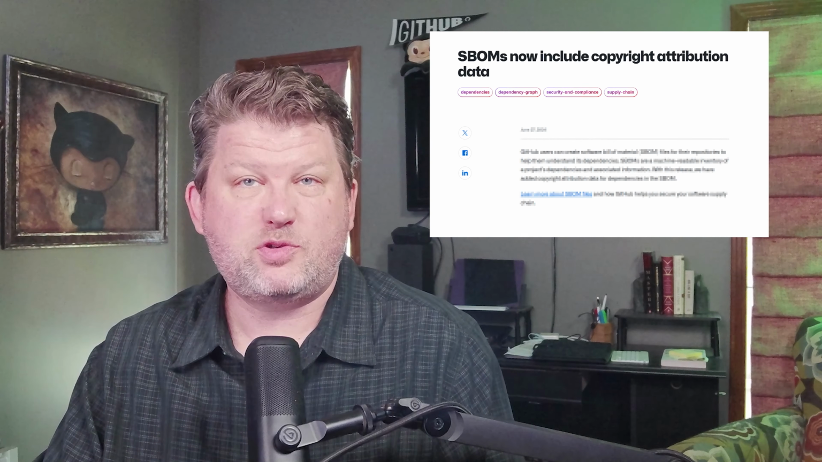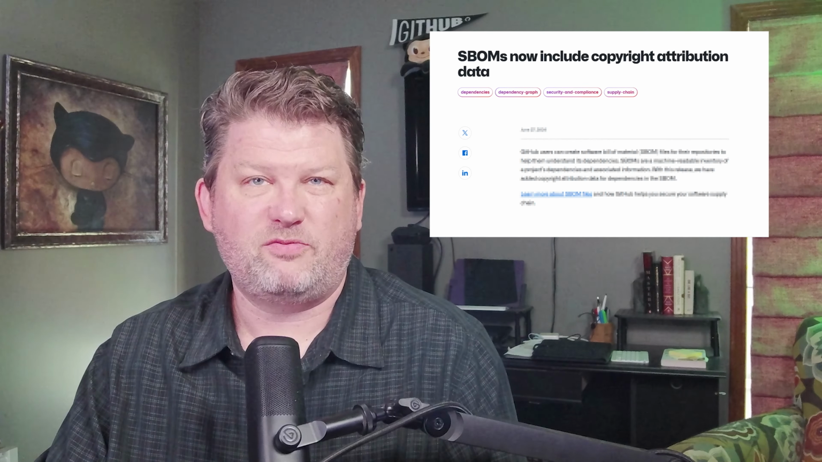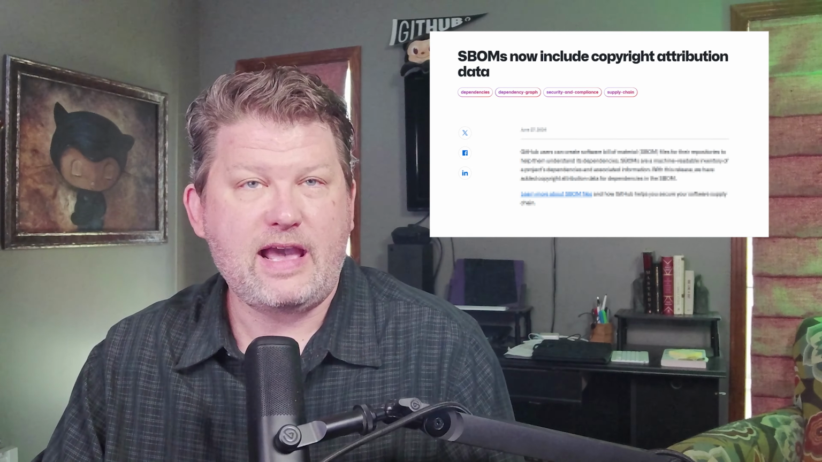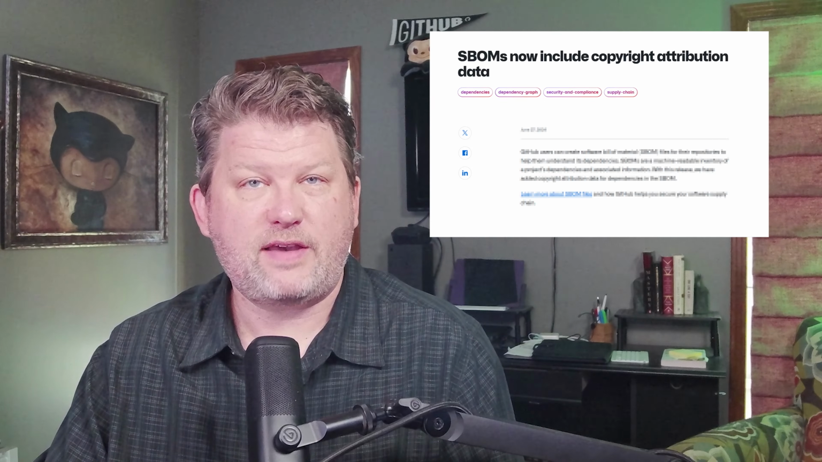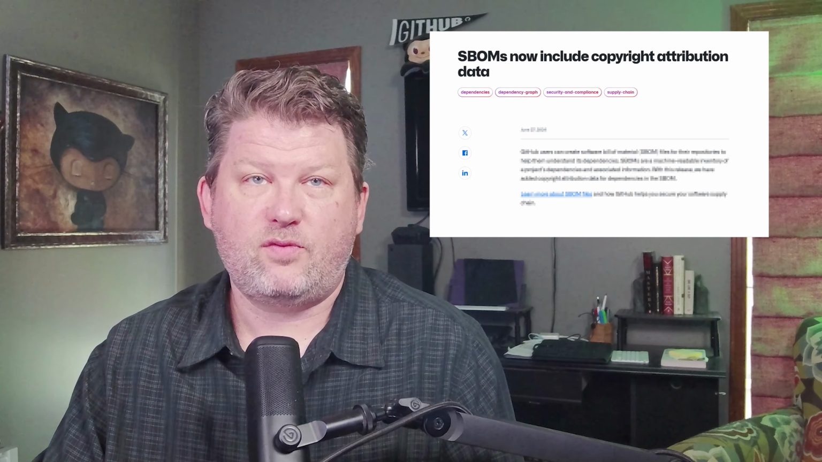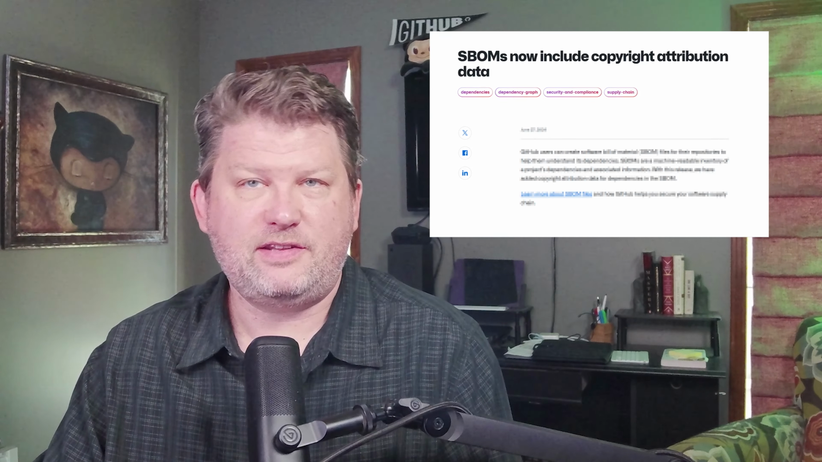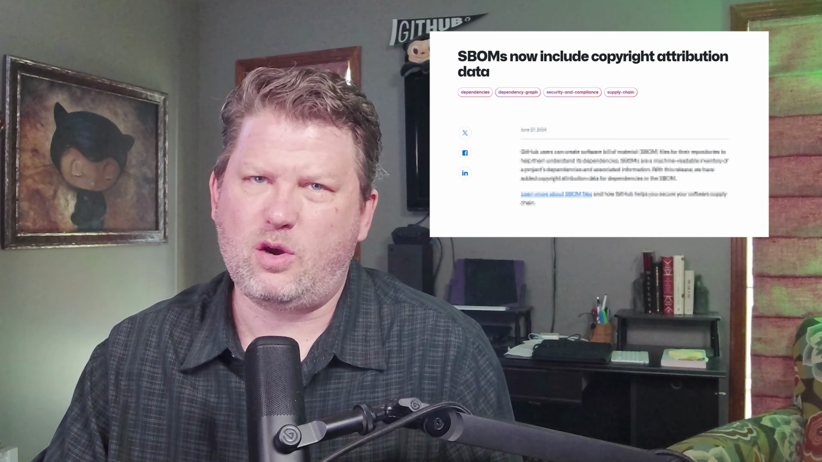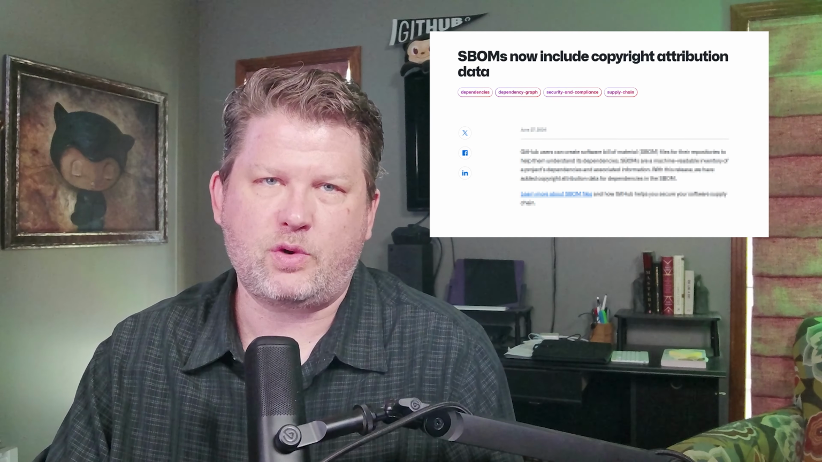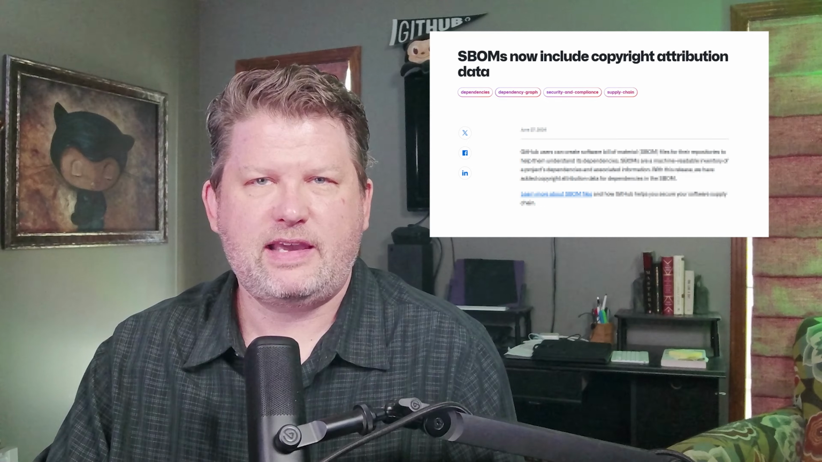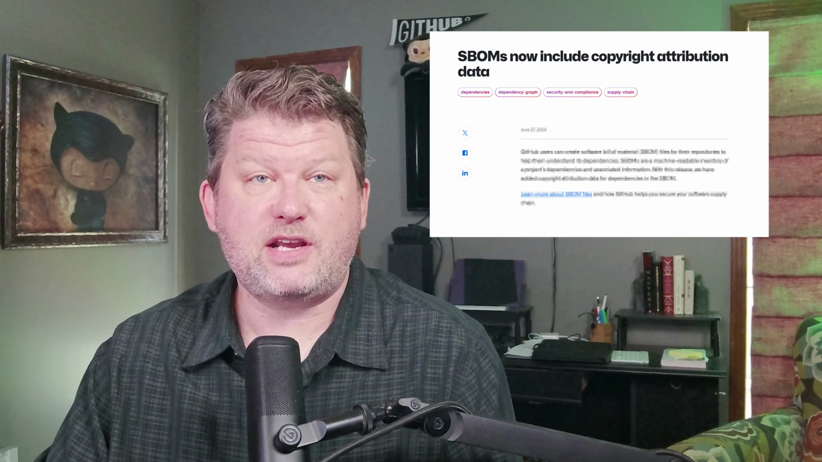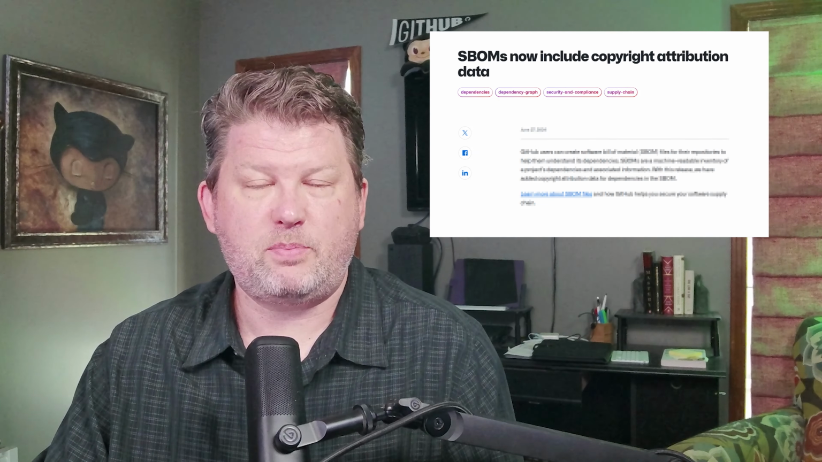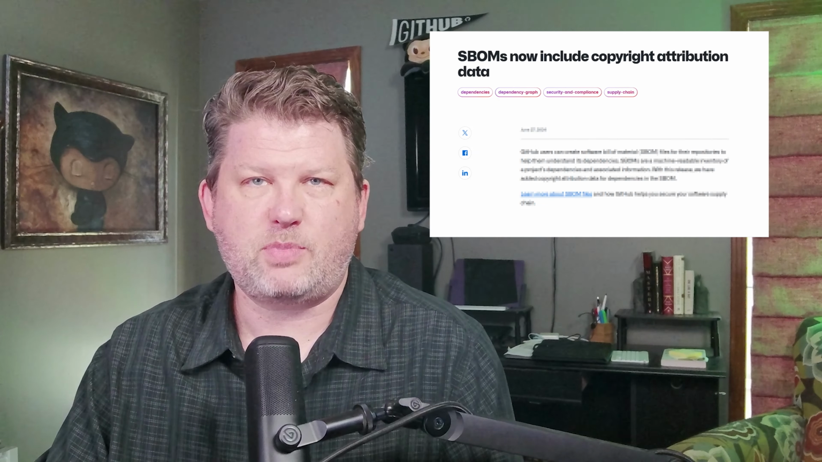And we'll wrap up this week's news dump with Software Bill of Materials, or SBOMs, now including copyright attribution data. GitHub users have the ability to create an SBOM for a repository to understand its dependencies. In case you didn't know, SBOMs are a machine-readable inventory of a project's dependencies and associated information. With this release, GitHub has added copyright attribution data for dependencies directly in the SBOM.